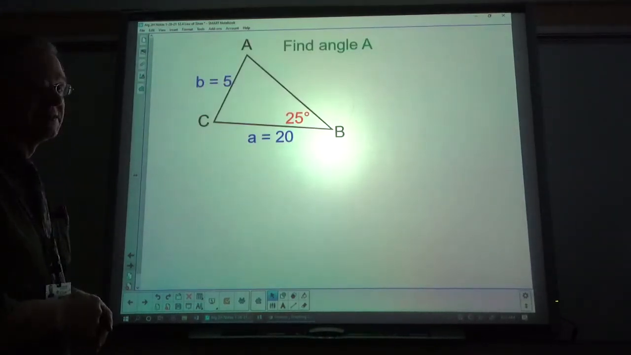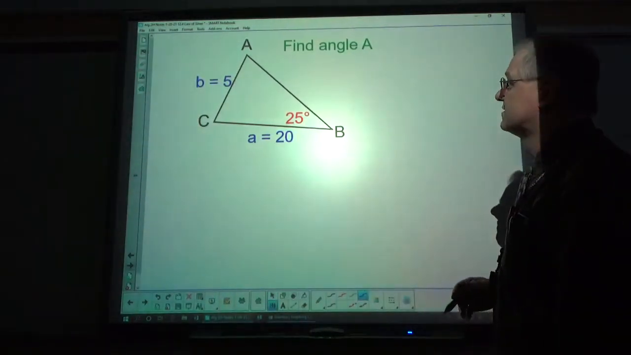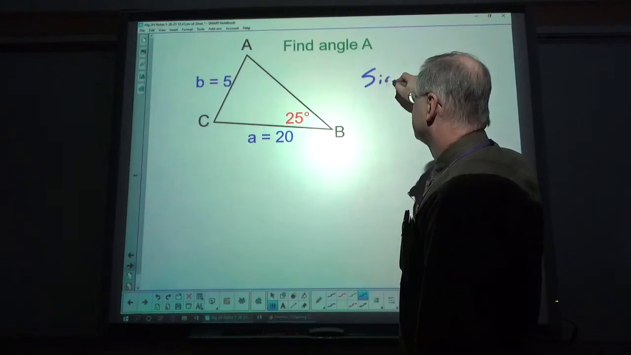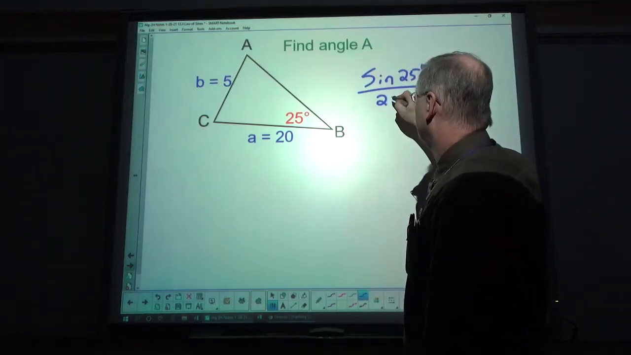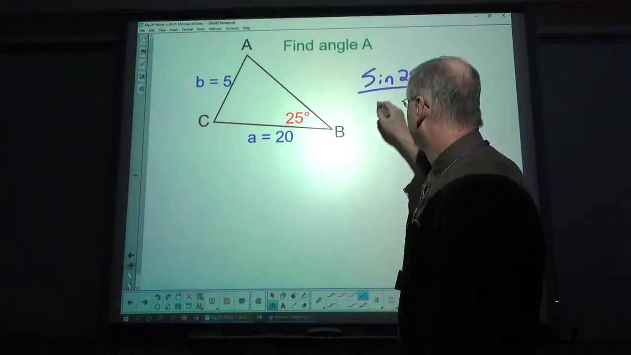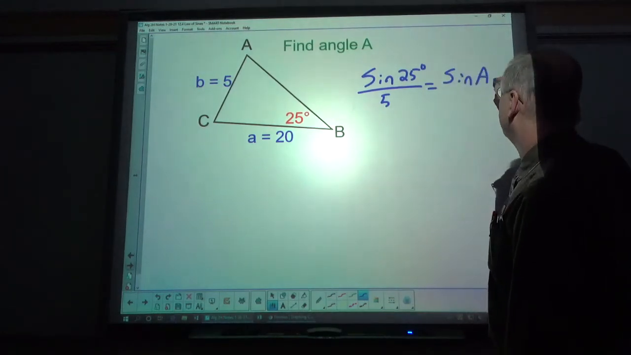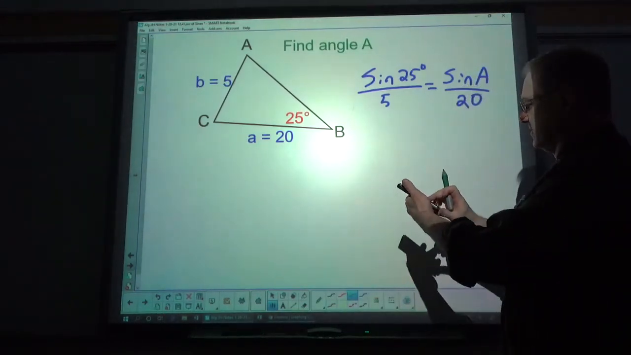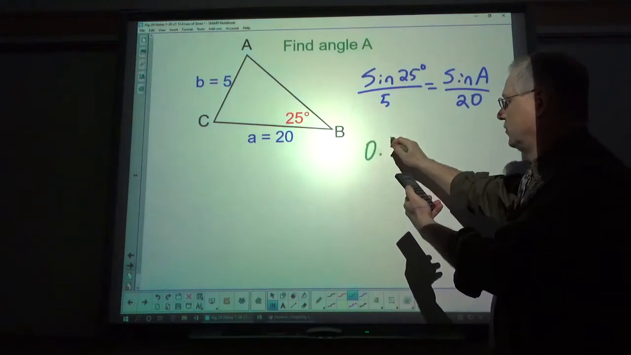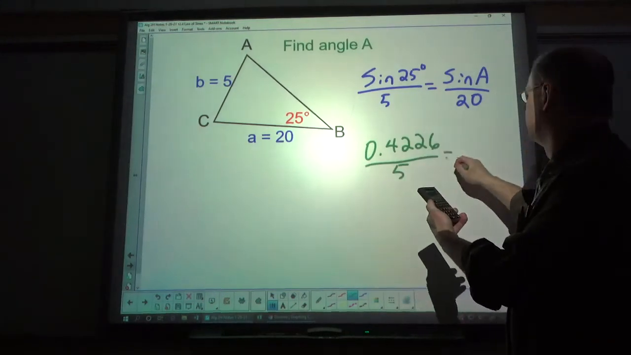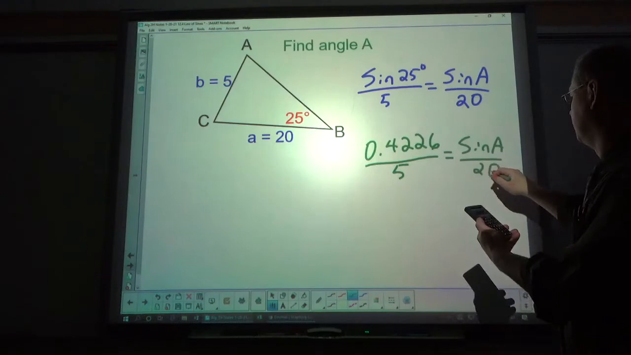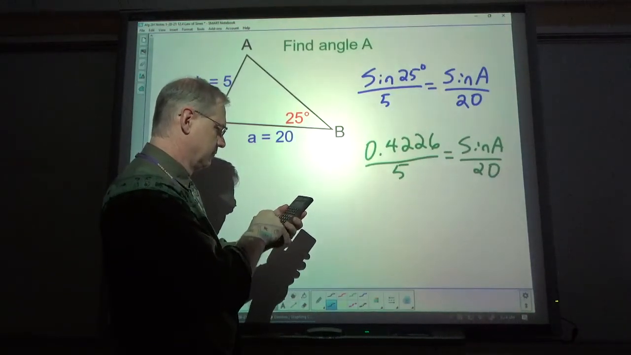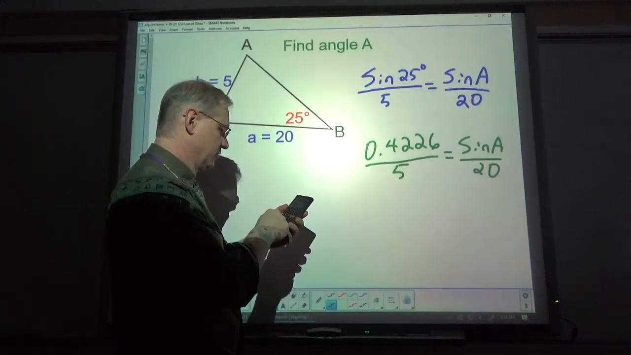In this one, we're going to find something interesting happen here. We're trying to find angle A. Sine of 25 over 5, not 20 yet, over 5 equals sine of angle A over side A. Sine of 25 degrees is 0.4226 over 5, equals sine of A over 20. Okay, cross multiply. 0.4226 times 20.